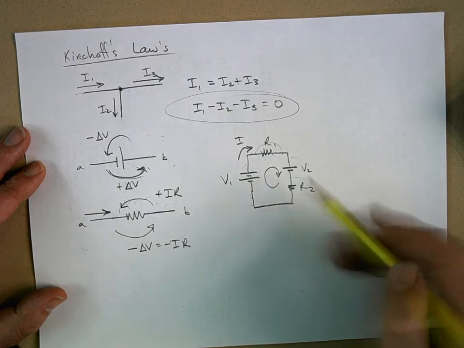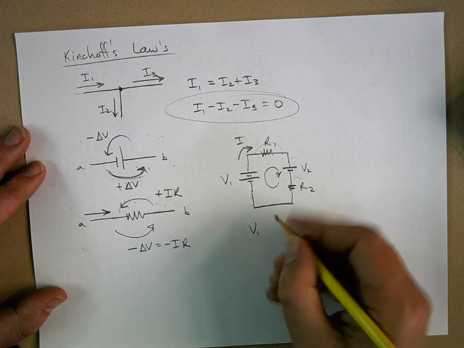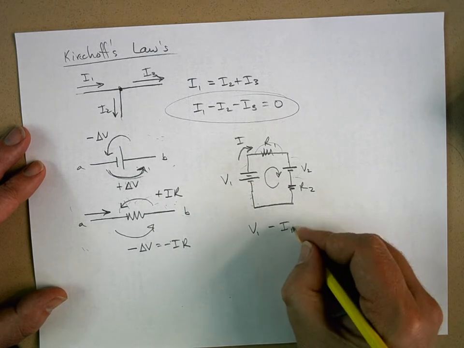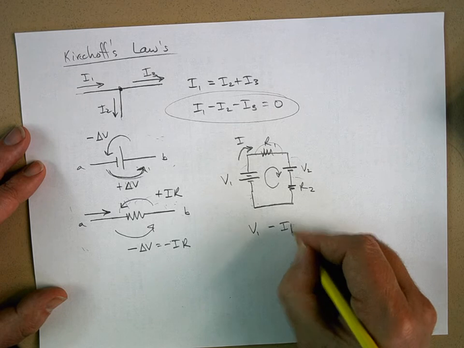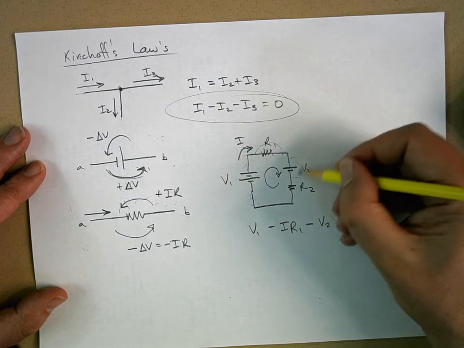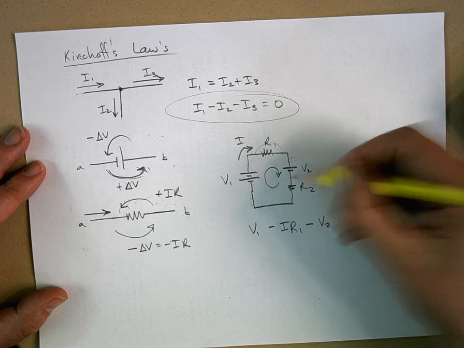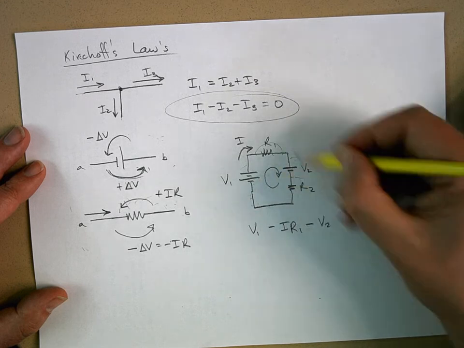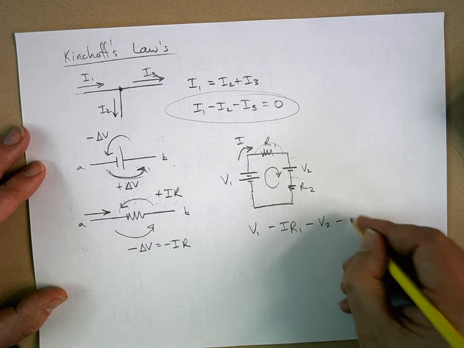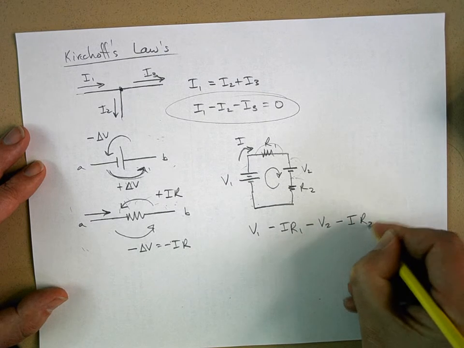So you would go V1 minus I1 R1, minus V2 because we're going against it. We're stepping down in voltage, and then we're going with the current and going down this resistor. So minus I2 R2, and we're back to where we started. So that has to equal 0.